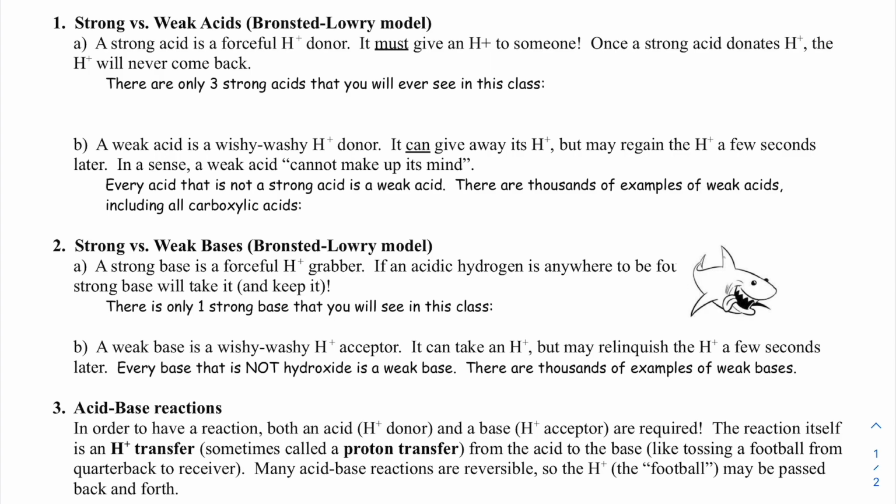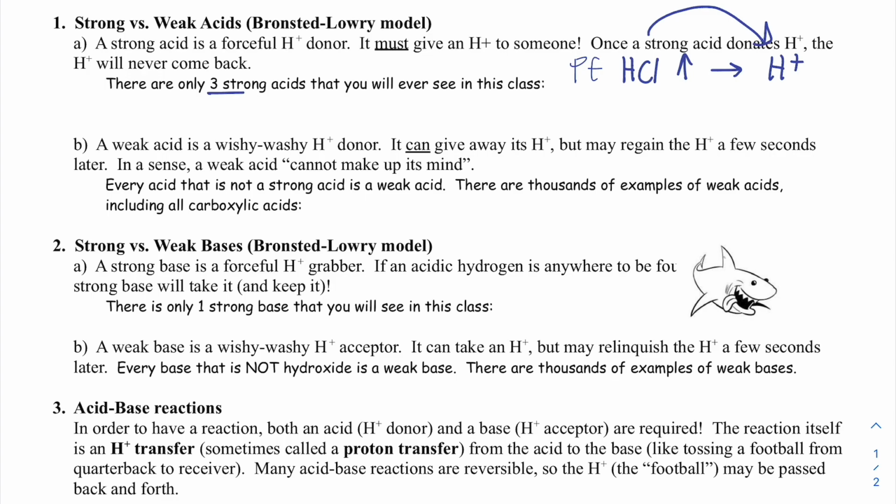In the Bronsted-Lowry model, a strong acid is a forceful proton donor. H plus is also known as a proton. It has to give away its proton, its H plus. And once the strong acid donates that, it never comes back. And that has to do with potential energy. The potential energy of the acid, like HCl, which is one of our strong acids, is much higher than when the donation happens, when it becomes H plus. So energetics dictates that this will happen in a singular direction.